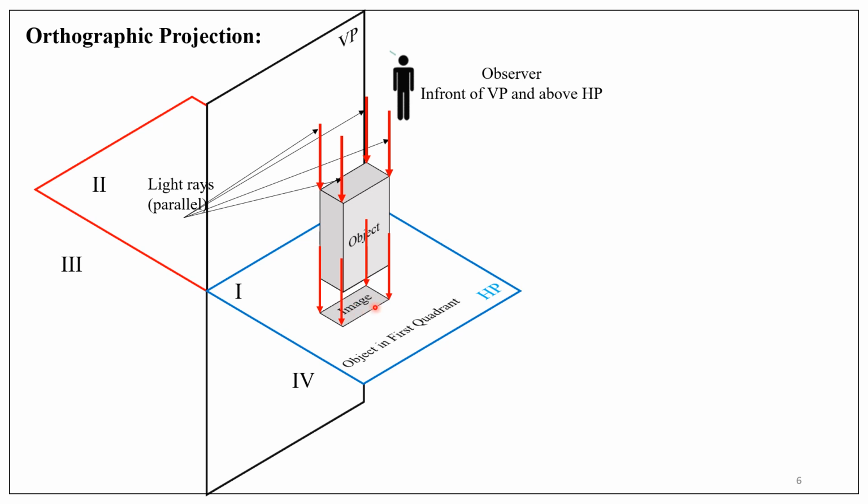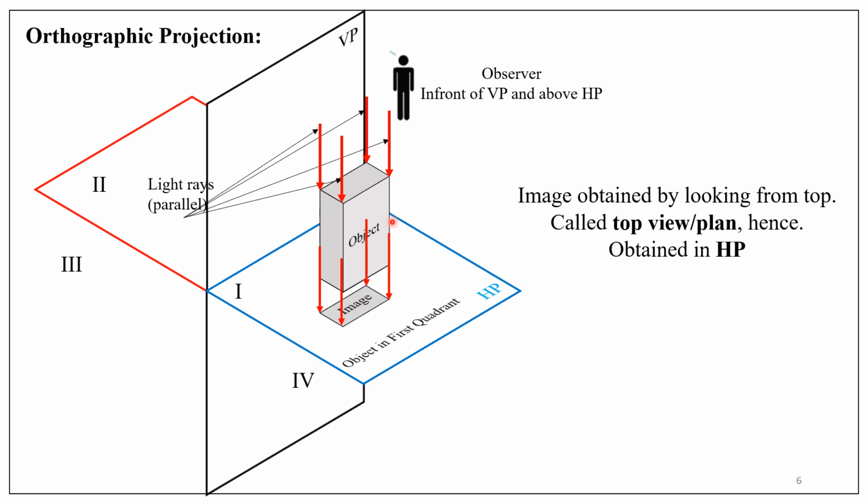The image or the view obtained by looking from the top of the object is called the top view or plan, and it is obtained in the horizontal plane. So we have two views. One is the front view obtained in the vertical plane by looking from the front of the object. The other one is the top view or the plan obtained by looking from the top of the object and obtained on the horizontal plane. If you are able to combine these two views, then the complete detail about the object is obtained.